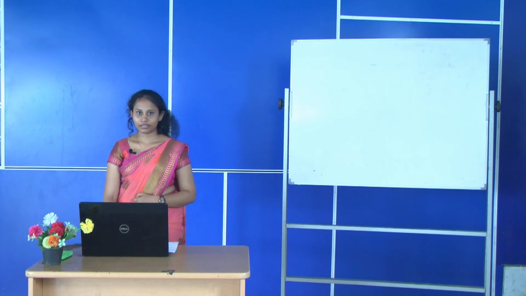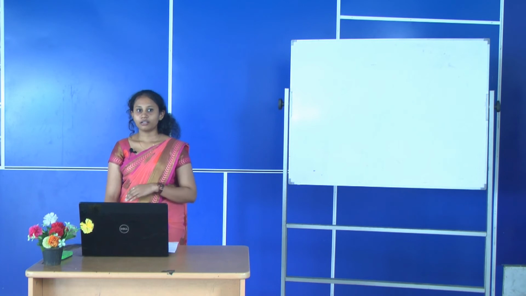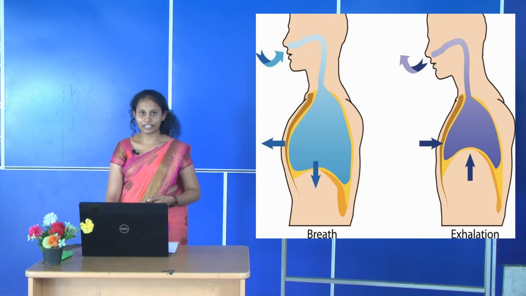Then the exhalation, which is breathing out. Here the internal intercostal muscles contract and the external intercostal muscles relax. So the rib cage moves down and in. The diaphragm relaxes and becomes dome shaped. So the volume of the thorax decreases and the pressure inside the thorax increases. So now the pressure inside the lungs is greater than the atmospheric pressure. So the air moves out from the lungs. This is what we call exhalation.